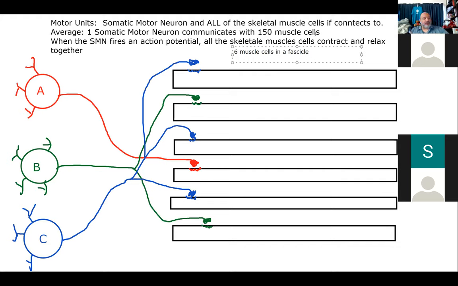And because we're going to use simple numbers, let's say I needed to lift a single pen, and the weight of a pen only required one single muscle cell to be able to lift it. So when I have my arm in its extended position, and I decide to lift this pen up with this muscle in my arm, which motor unit would I use: A, B, or C?